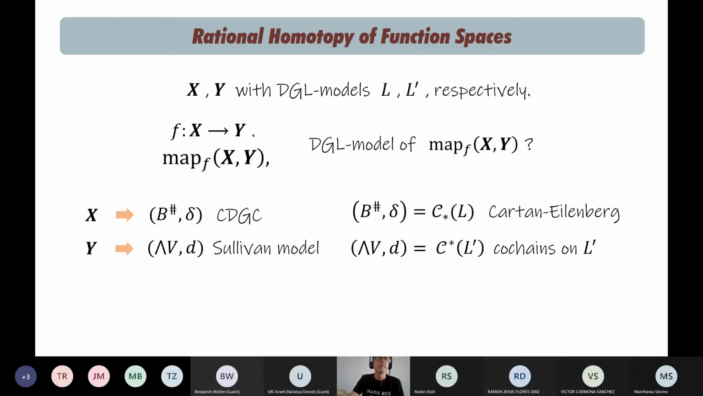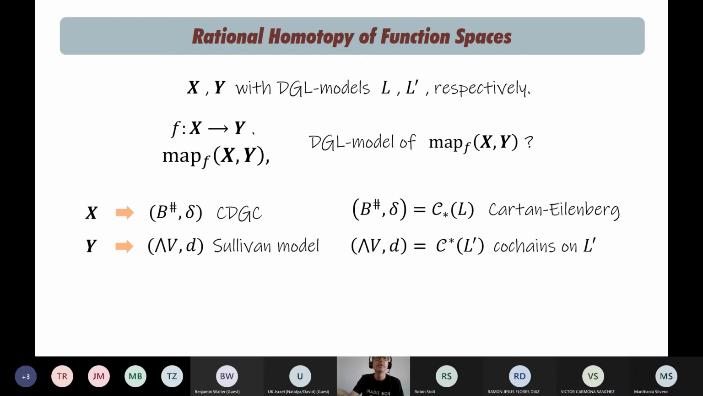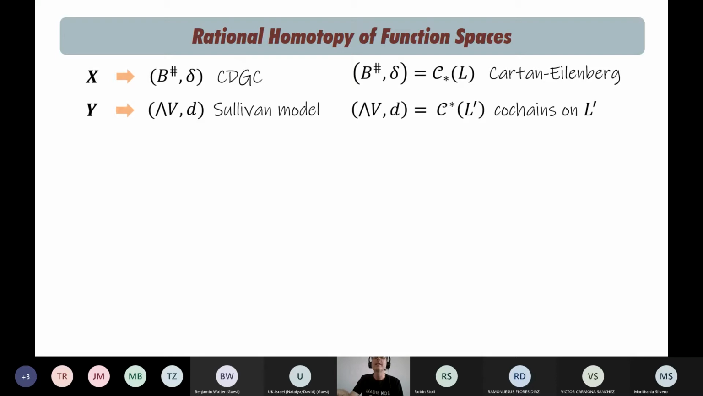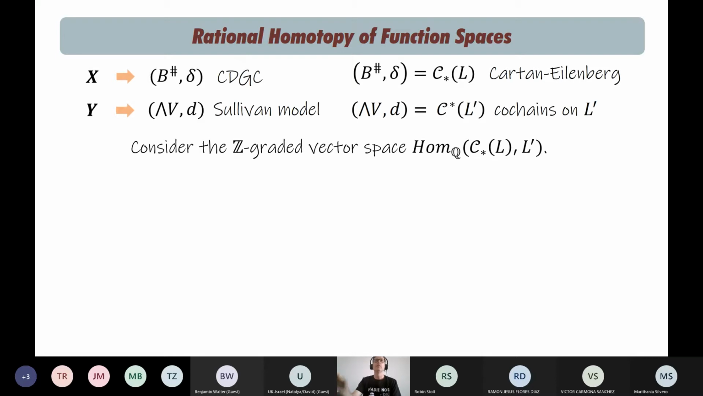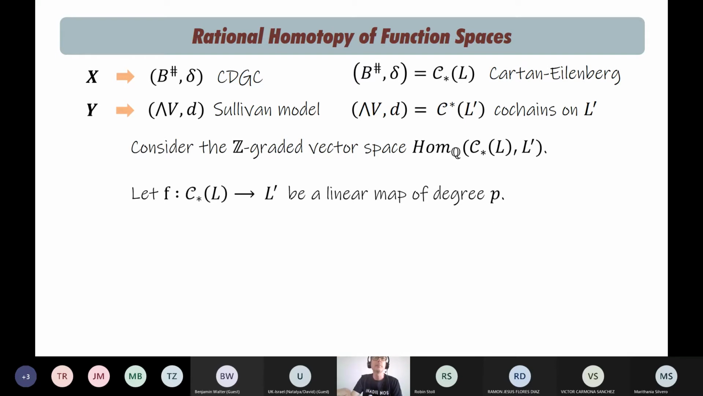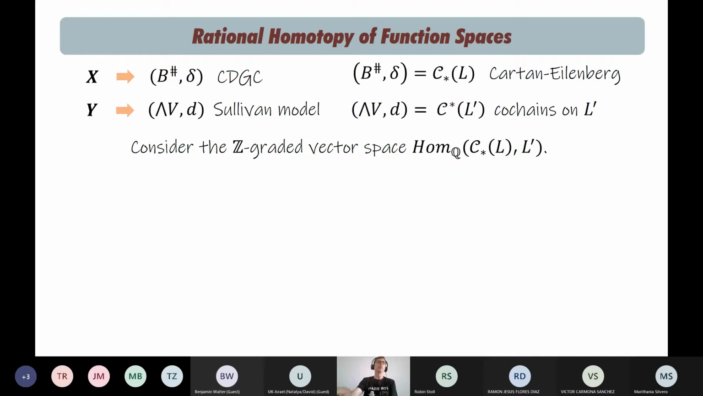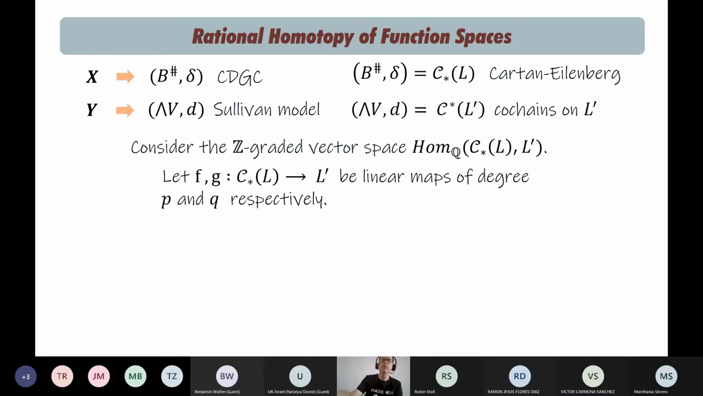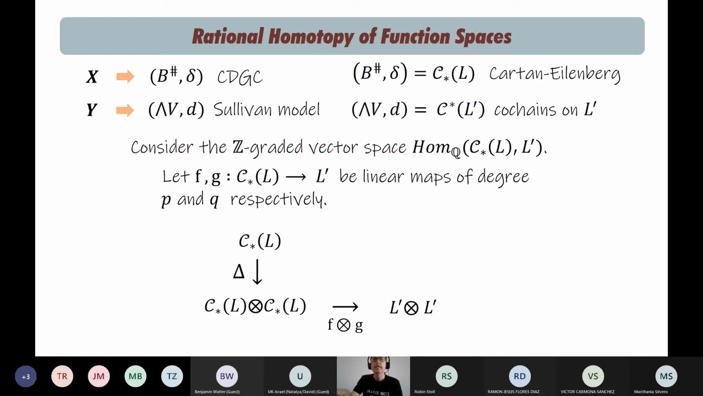Well, then we can now consider the graded vector space of linear maps from this Cartan-Eilenberg coalgebra to L prime. Here we have no structure, it's simply a vector space. We can take the usual differential for any linear map. We can take this commutator of differentials, and we can define a bracket here, which is called the convolution bracket. We use first the co-multiplication and then the two linear maps F and G, and then the Lie bracket.